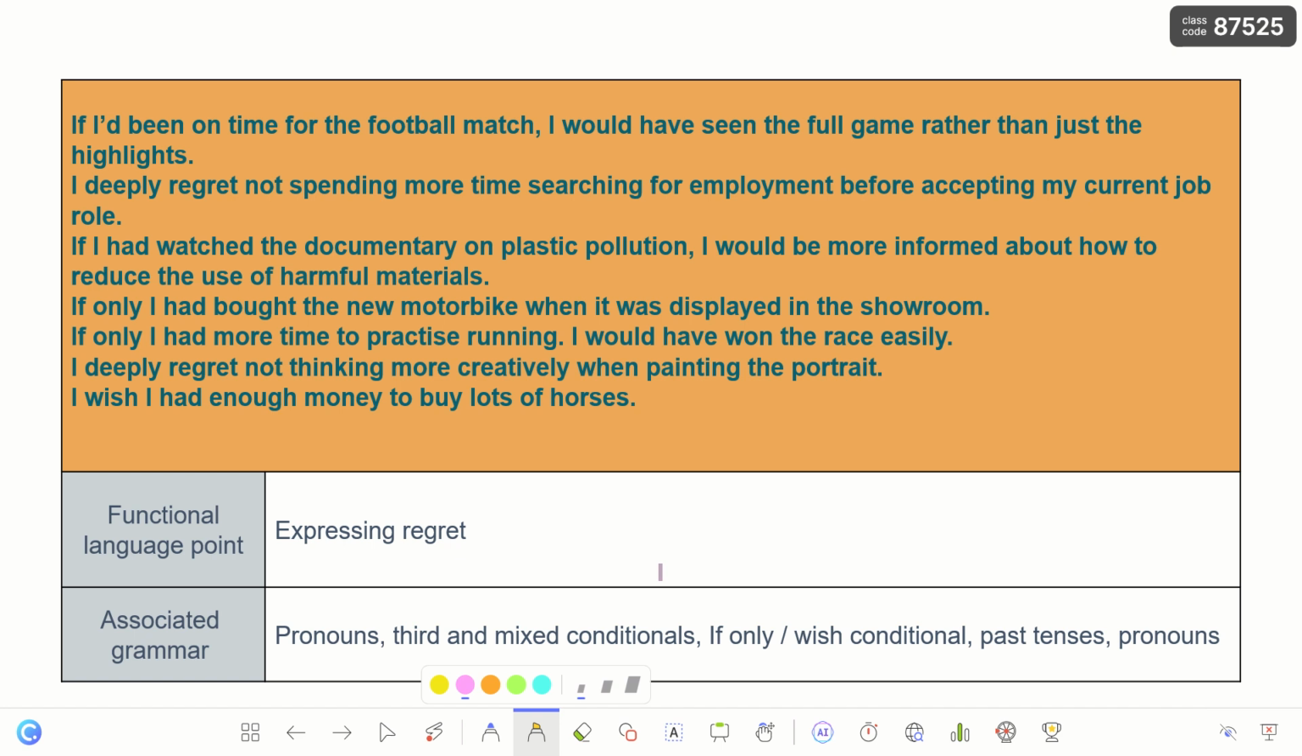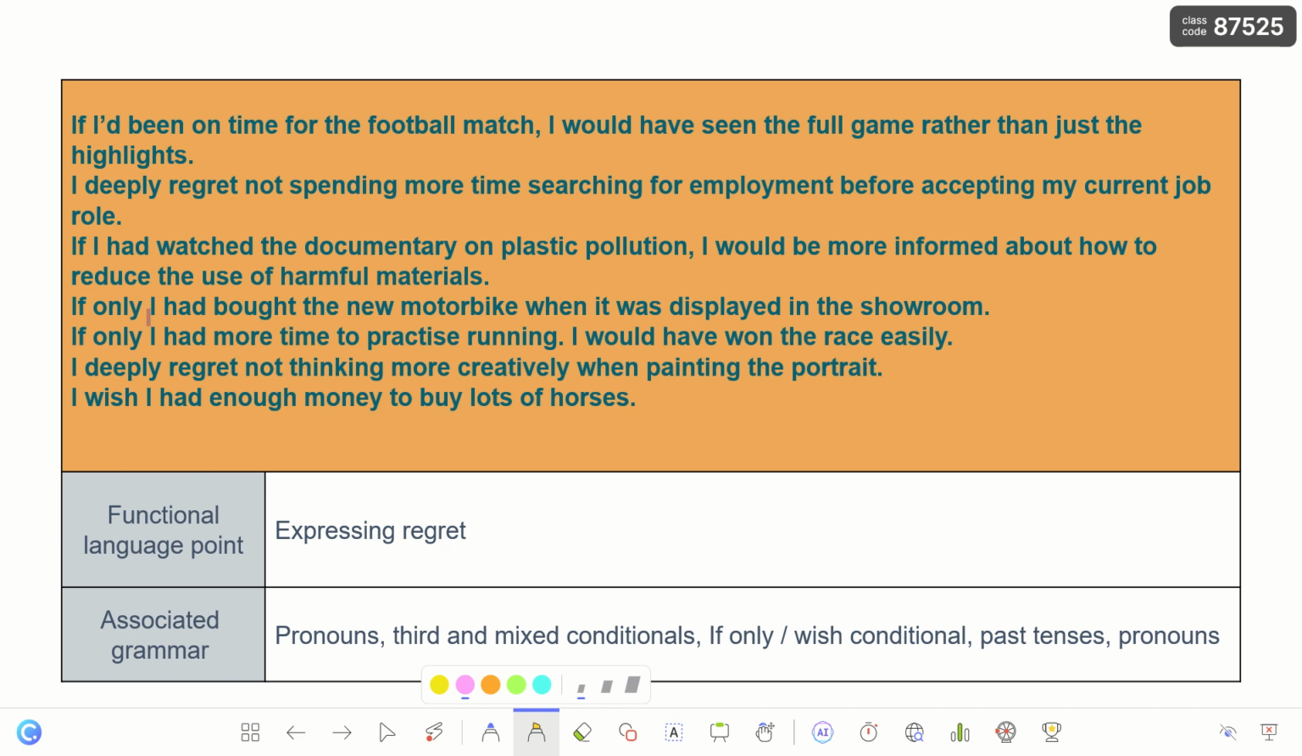And the last topic, expressing regret, it's related to the third conditional, okay, mixed conditionals or third conditionals. If only, I wish, past tenses. If I had been on time for the football match, I would have seen. I deeply regret not spending more time. If I had watched, I would be more informed about how to reduce the use of harmful materials.